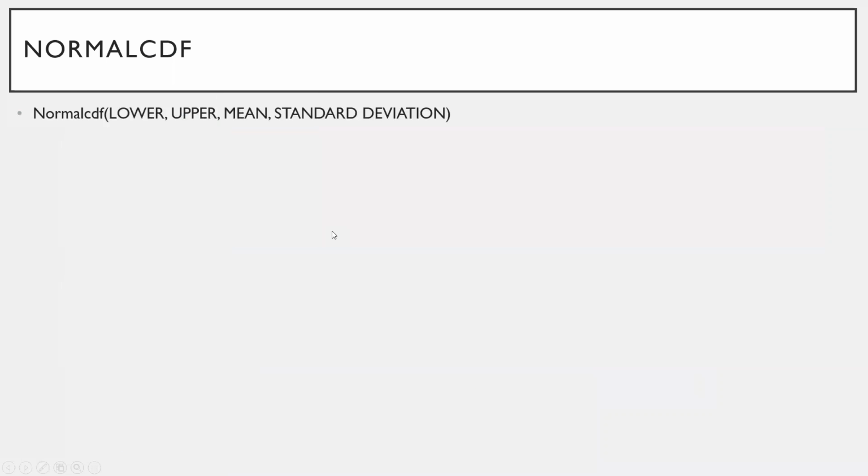So the command that you're gonna use is this normal CDF, okay? I'm just gonna put note, never use normal PDF in this class. Okay, always the normal CDF.